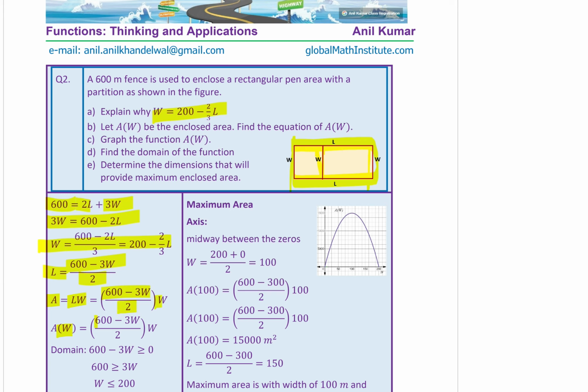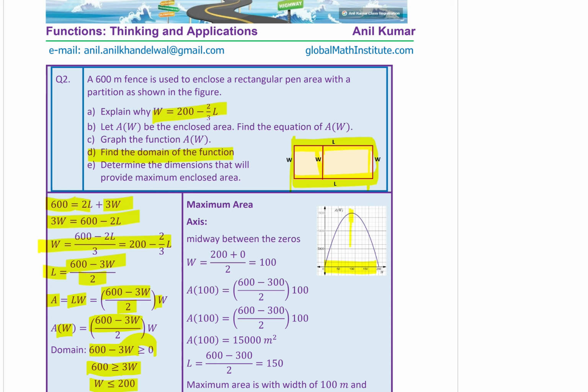To find the domain, we know everything should be positive. So that means 600 minus 300w has to be greater than or equal to 0. You can isolate by taking 3w to the right hand side, and that gives you width less than or equal to 200, right? So that becomes the domain of the function. As we had calculated, this domain is from 0 to 200, right?